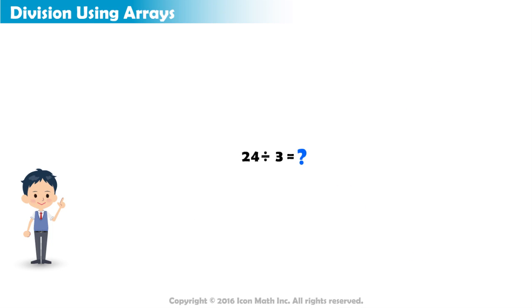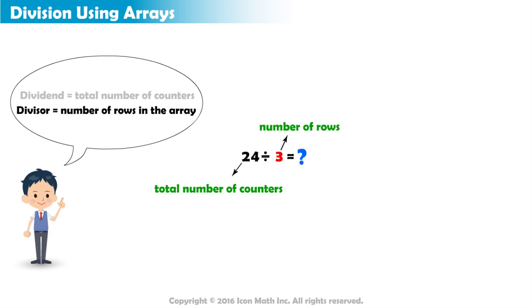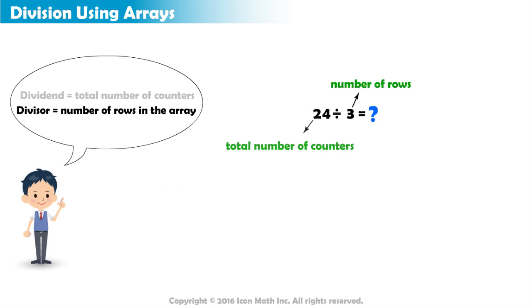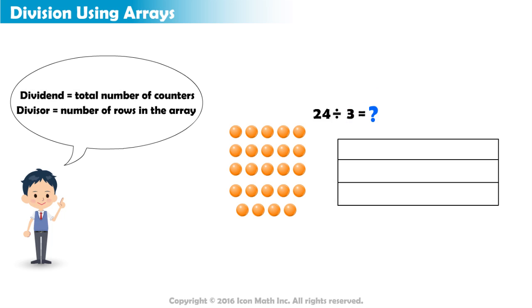To represent the division sentence with an array, we must recognize that the total number of counters is the dividend. This means that 24 represents the total number of counters. The divisor, which is 3, represents the number of rows in the array. What we have to do is start arranging counters in columns. Each column must contain as many counters as the number in the divisor, 3.